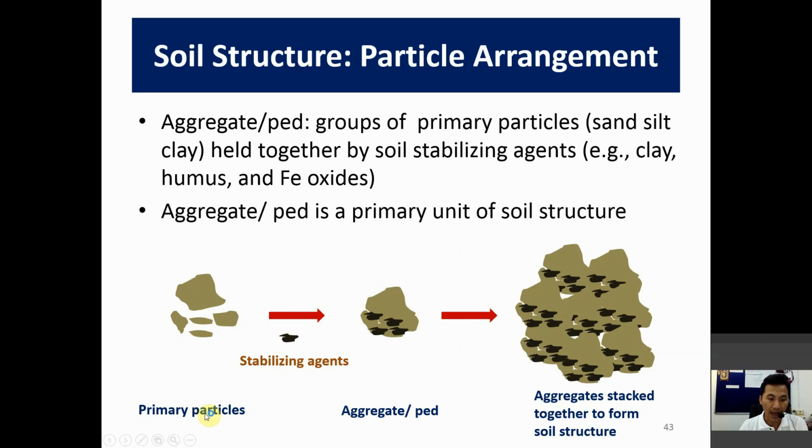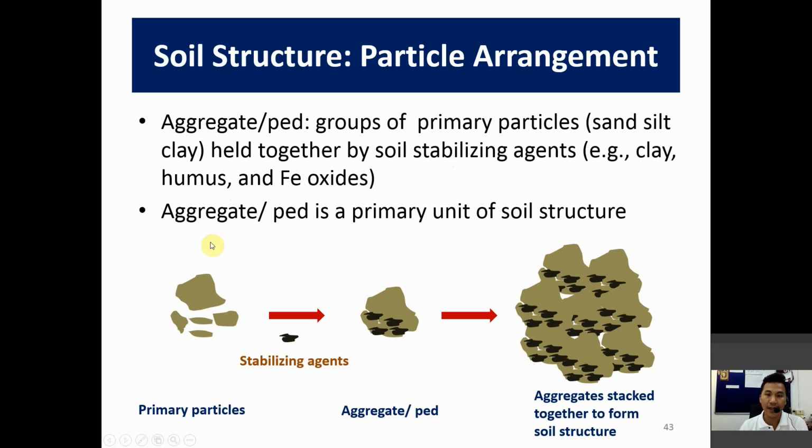Start with the primary particles with stabilizing agents, and then you get aggregates. From small aggregates, the size will increase to larger aggregates, and this changes the whole soil structure. So it totally depends on the aggregate shapes that form what the whole soil structure looks like. In terms of stabilizing agents, we can have clay particles, humus, and iron oxide, which I will go through in more detail.